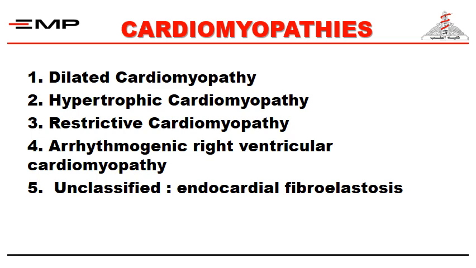What are the types of the cardiomyopathies? They include dilated cardiomyopathy, hypertrophic cardiomyopathy, restrictive cardiomyopathy, arrhythmogenic right ventricular cardiomyopathy, and unclassified, of which endocardial fibroelastosis is an example.